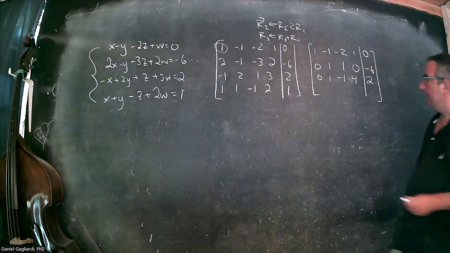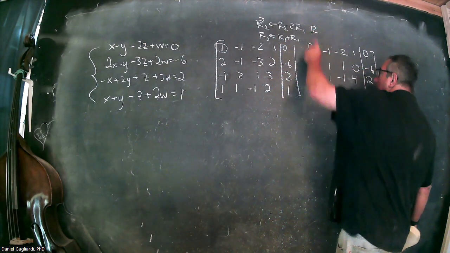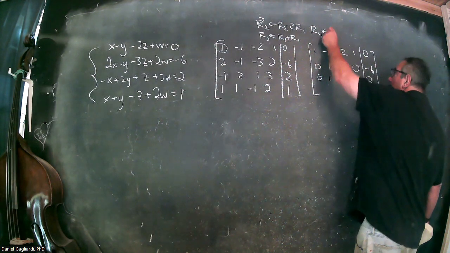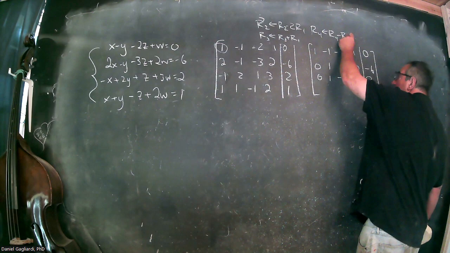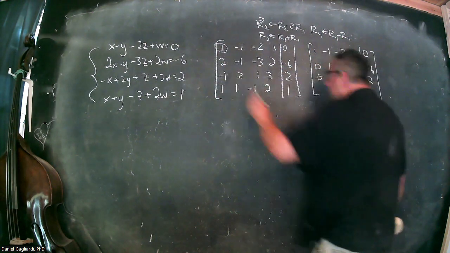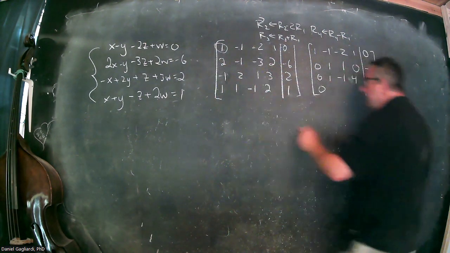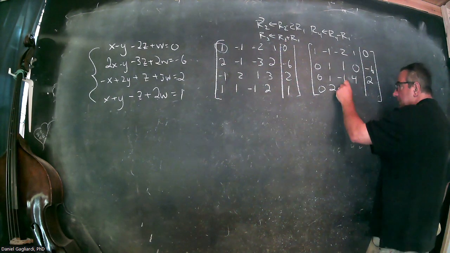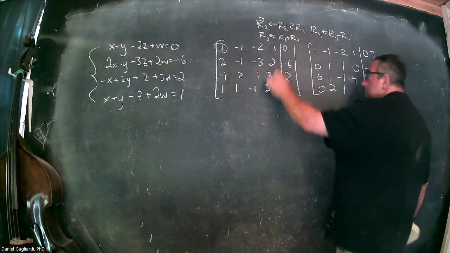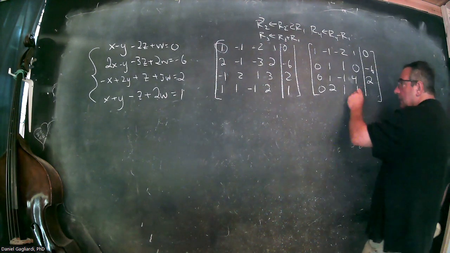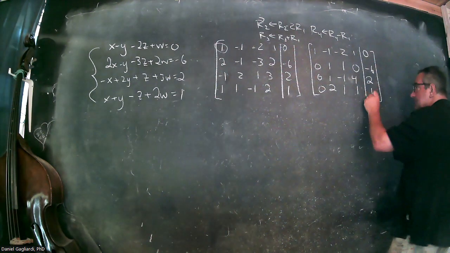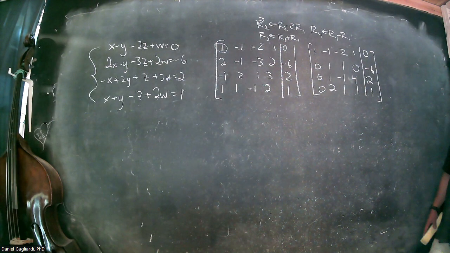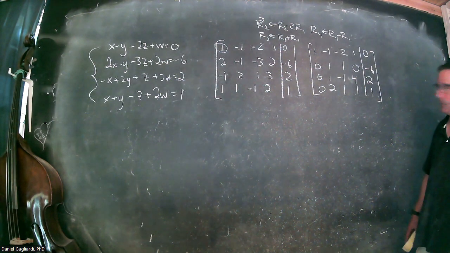Okay, finally, for this leading one, I'm going to replace row 4 with row 4 minus row 1. Okay, so 1 minus 1 is 0, 1 minus negative 1 is 2, negative 1 minus negative 2 is 1, 2 minus 1 is 1, and 1 minus 0 is 1. Okay, so we're making progress towards reduced row echelon form.